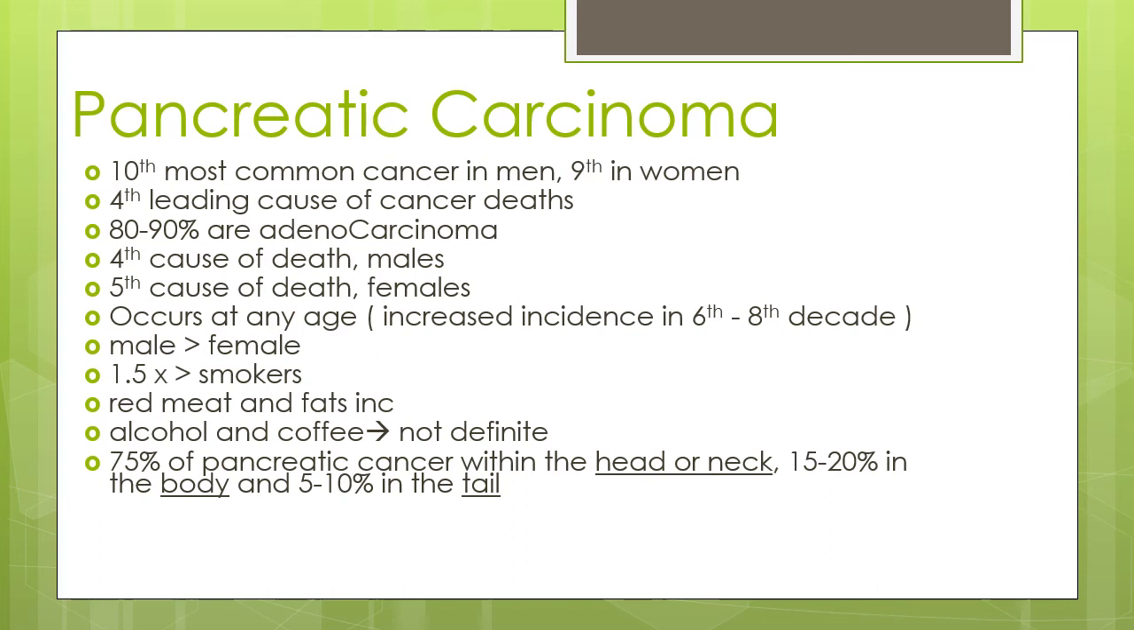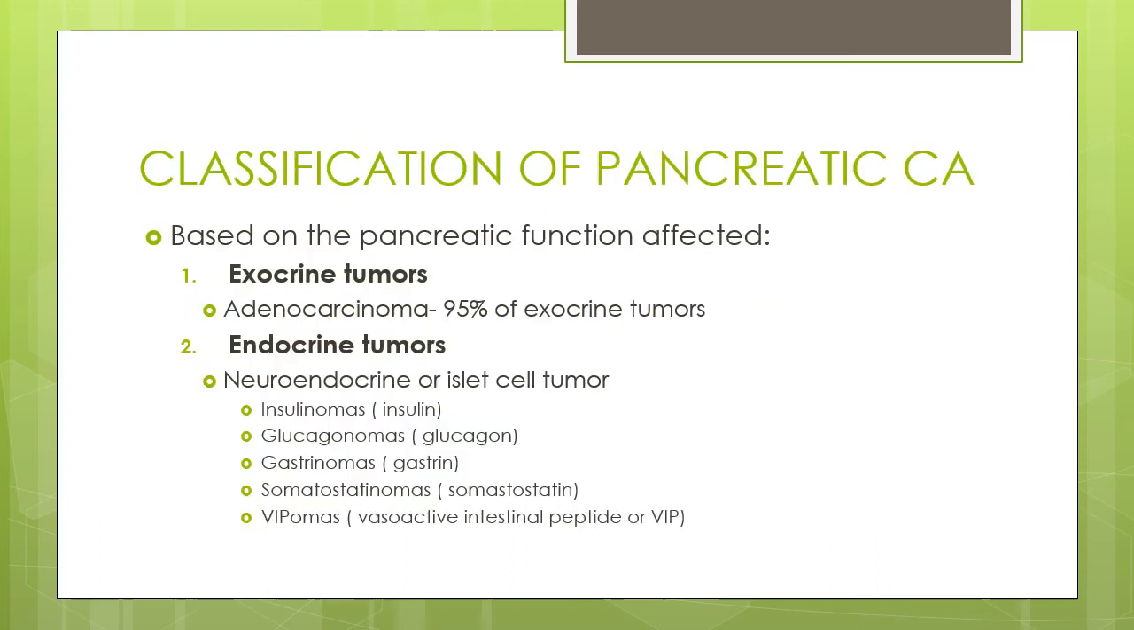Smokers are at an increased risk as well as those who consume fatty food and red meat. Most pancreatic cancers are seen in the pancreatic head and neck. Pancreatic tumors may be classified as either exocrine, the majority of which are adenocarcinoma, or endocrine, exemplified by neuroendocrine or islet cell tumors.